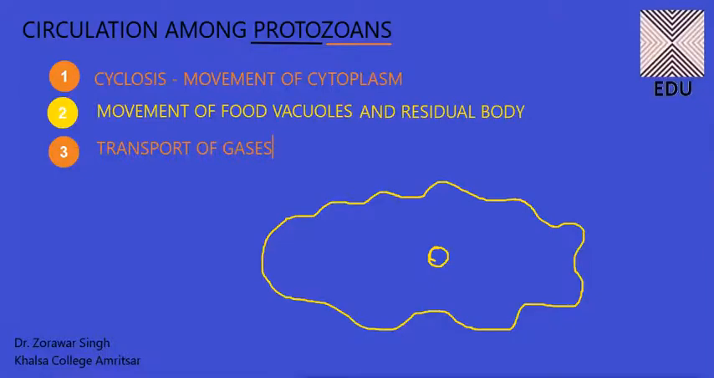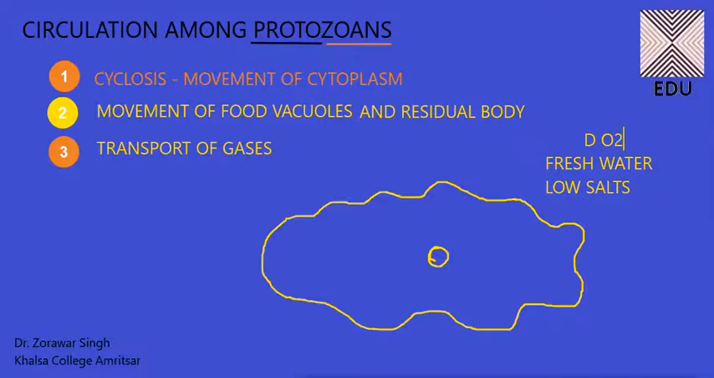Students, now we are taking up the third point, which is the transport of gases in protozoans. Here we are discussing amoeba. This amoeba is living in fresh water. Fresh water has a low concentration of salts, and it has dissolved oxygen in it. It is present in quite good amounts in fresh water.